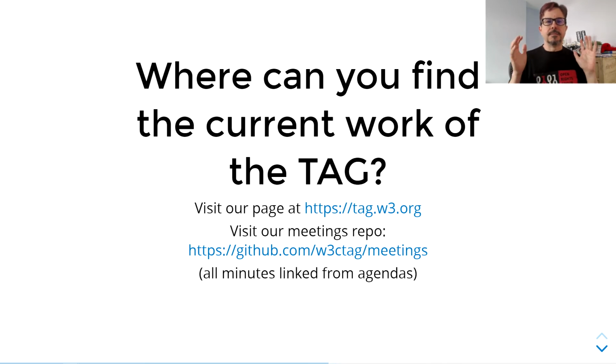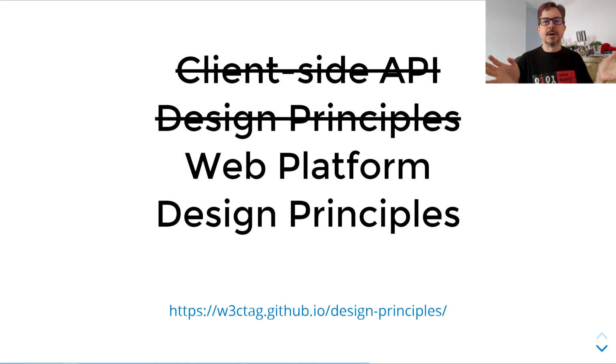So the last thing I'm going to talk about is Web Platform Design Principles. This is a document which has been recently renamed from Client-Side API Design Principles. That's because the scope has increased considerably in the past year. So a lot of the feedback that we've received over the years to the TAG is, when are you going to do a sequel to the Architecture of the WWW document? When are you going to do a sequel, or when are you going to do an addendum?